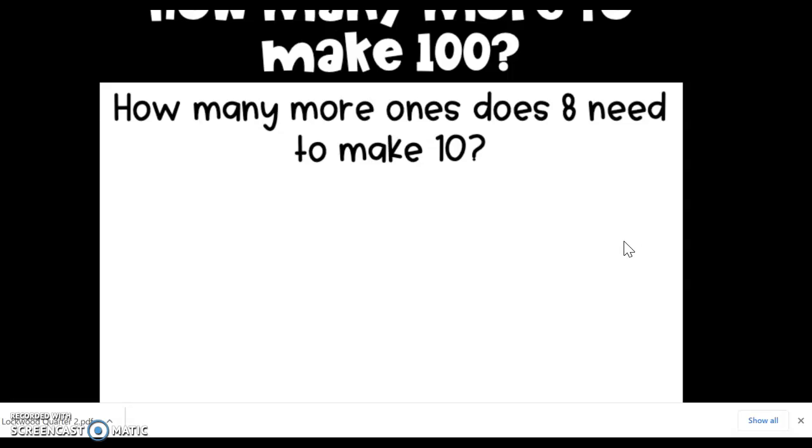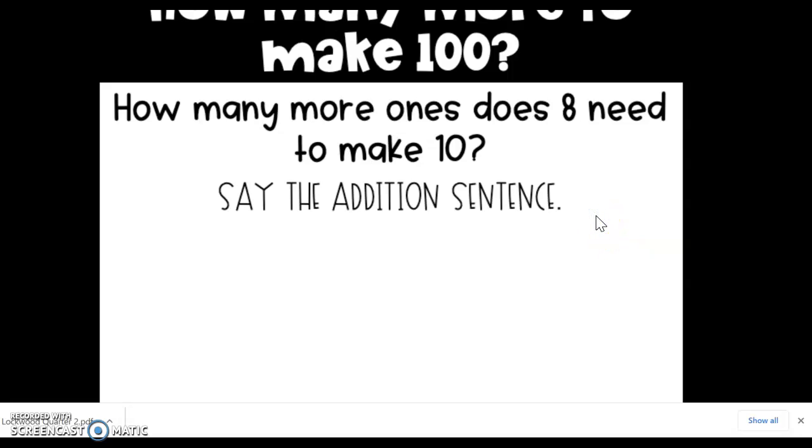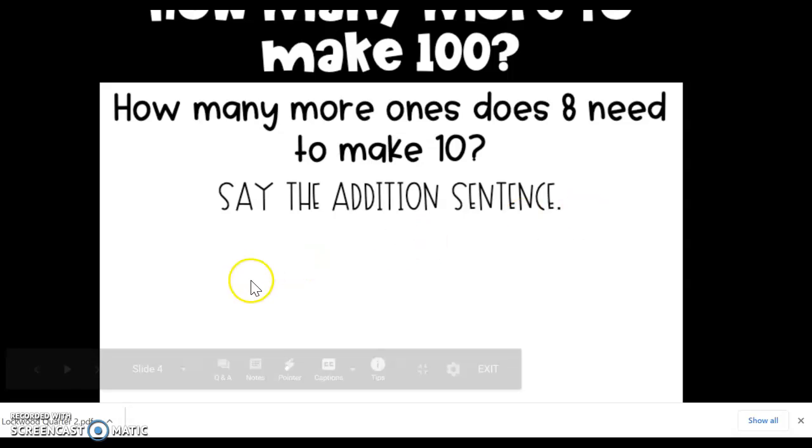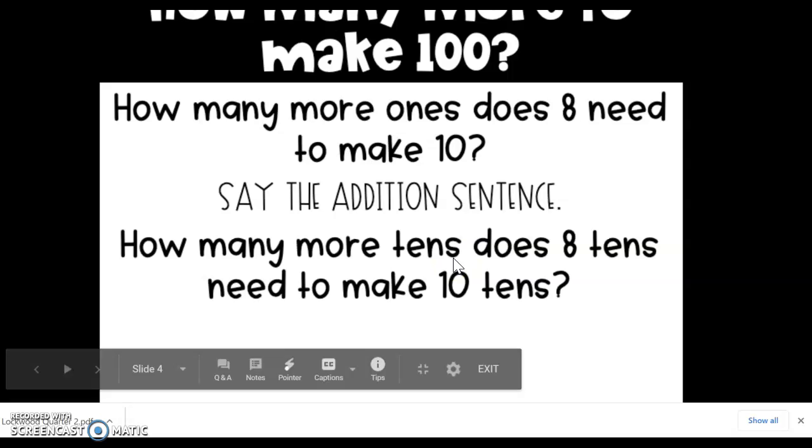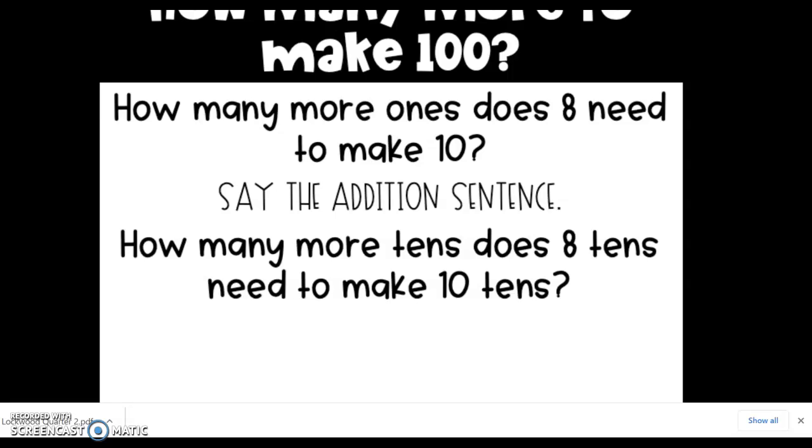How many more ones does 8 need to make 10? 2. That's right. Let's say it in an addition sentence. 8 plus 2 equals 10. How many more tens does 8 tens need to make 10 tens? No, it's just 2 tens. 8 tens plus 2 tens equals 10 tens.